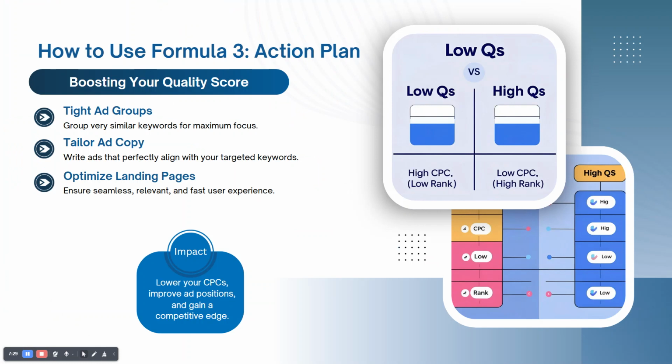And then the experience of your website or the web page should be very smooth, like you do not have any broken links on your website. You do not have anything that is not relevant there. So you need to fix all the errors of your landing pages. The landing page must be mobile friendly. Okay, so what is the impact of this formula? You will have lower CPCs. It is going to improve the ad positions and you will gain a good competitive edge.